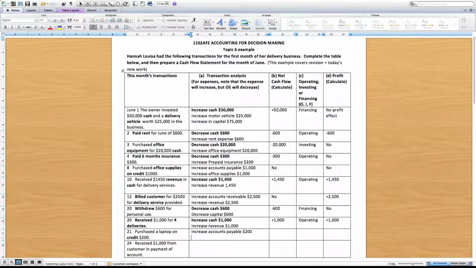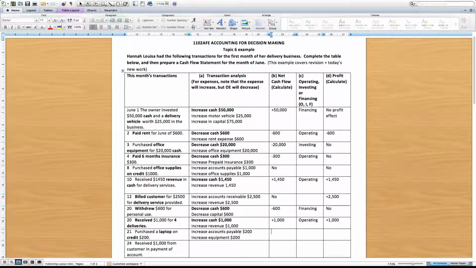$200. And we purchased a laptop. So we're not going to have an account here called laptop. What we're going to do here is we're going to say increase in equipment, $200. Now you might call it office equipment. You might have a slight variation on it, and that's fine, as long as you're not saying increase laptop, because we wouldn't have a specific account called laptop.